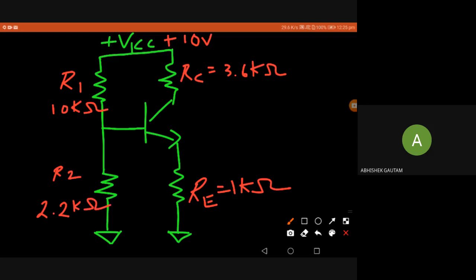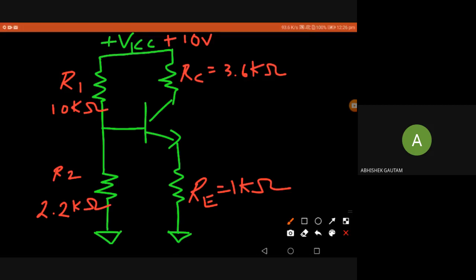2.2 kilo ohm. R1, R2, RC and RE, we have done everything, and we have VCC of 10 volt. Now the question is, this is a silicon transistor, find the different voltages and current at different points of the transistor. You can also find the power dissipation of the transistor. This is maybe the question.